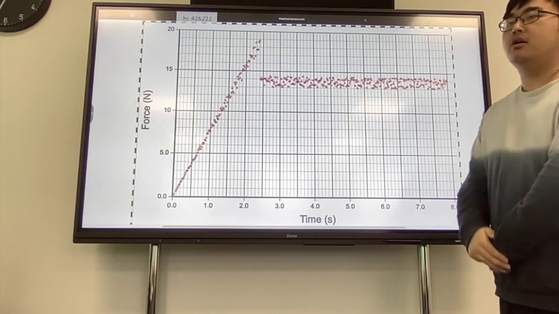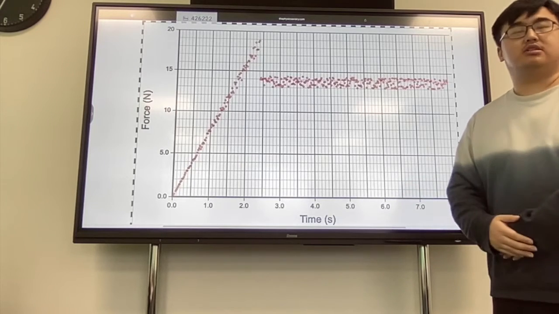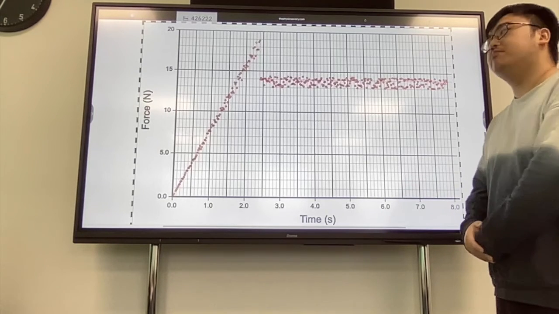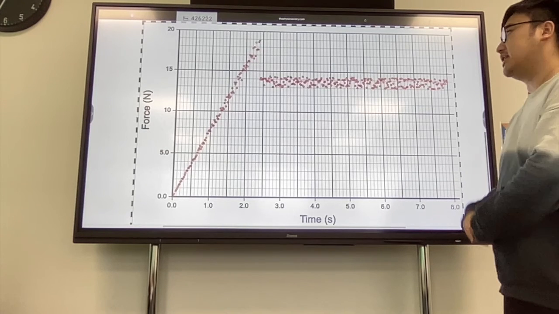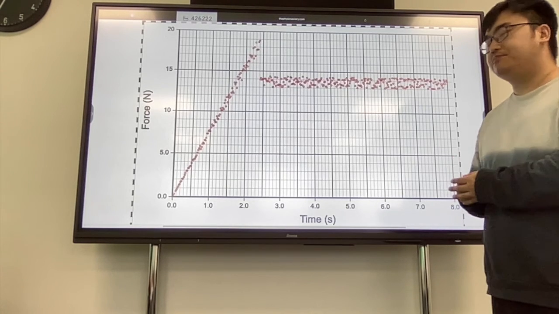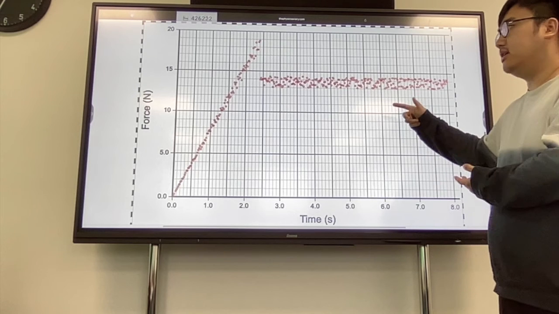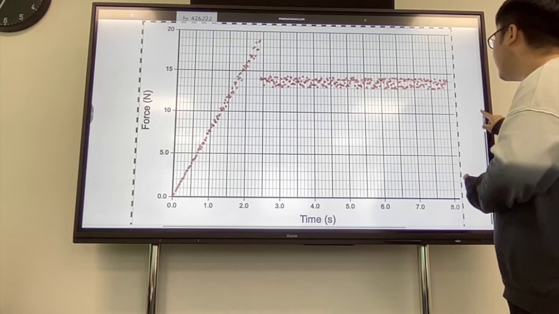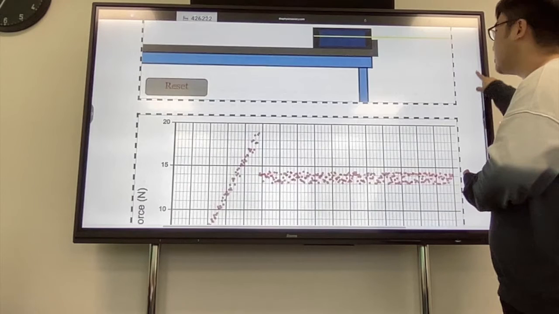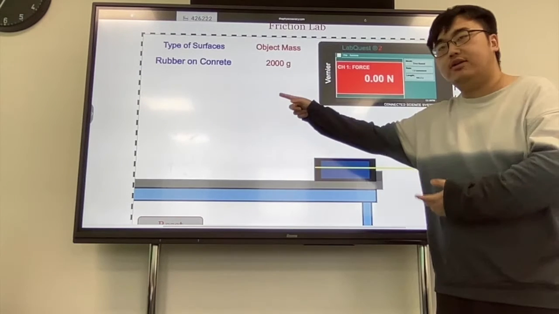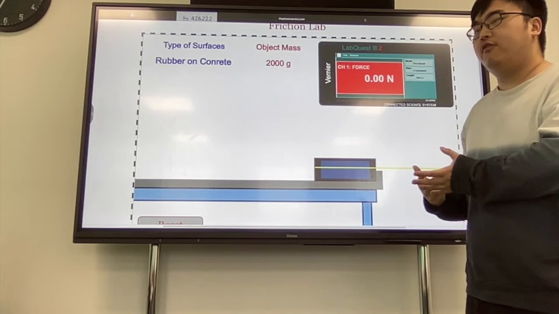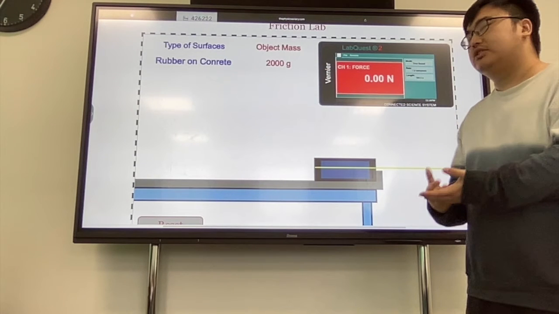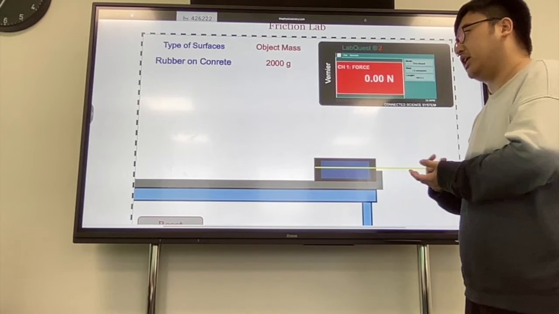Why did it happen? We all know that Ethan talked about F equals mu N. N is the normal force. It's about the thing's weight. So we changed the weight, but we did not change the materials. We only changed it from 100 grams to 200 grams, and the normal force changed. So the friction changed.